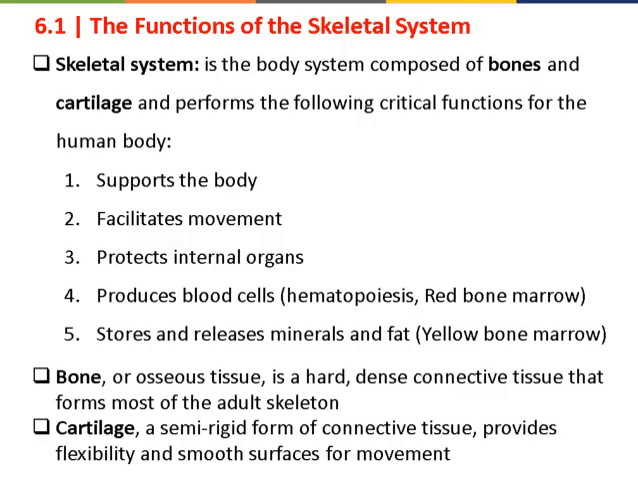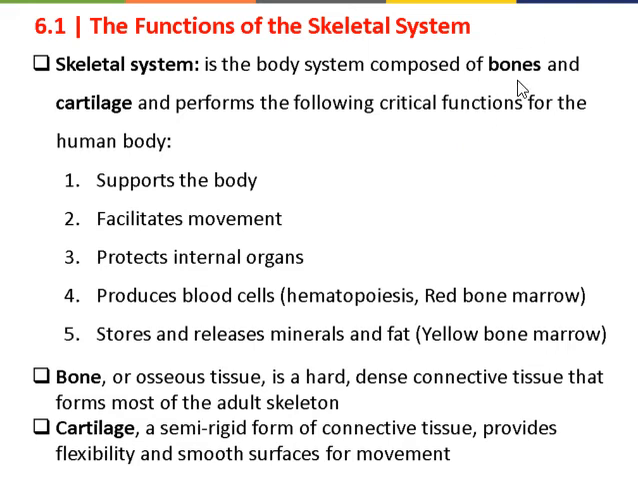Let's start with section number 1. Now, what is the function of the skeletal system? First of all, what is the skeletal system? It is the body system that is composed of bone and cartilage and other structures like ligament, tendon, and all these things. And the skeletal system performs very critical functions for the human body.